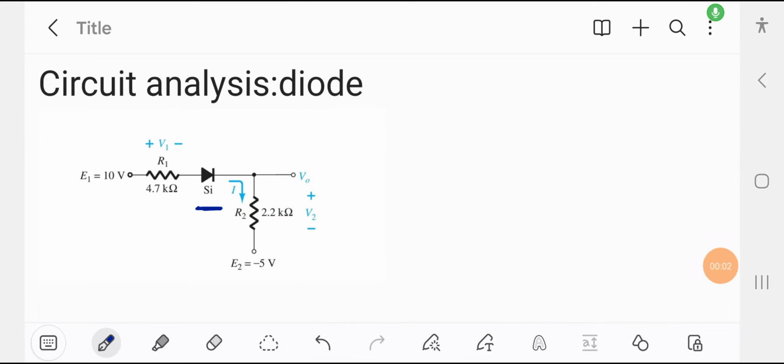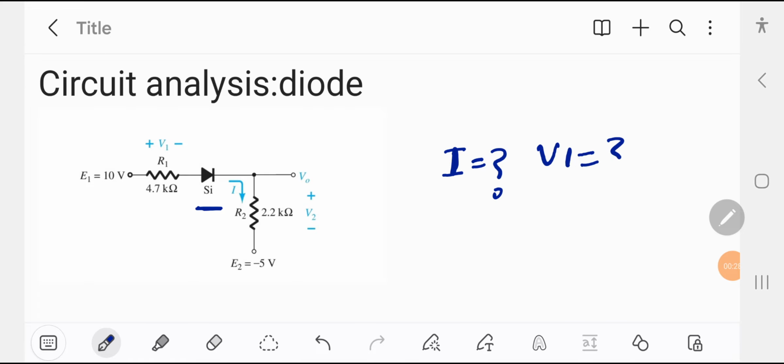Hello guys, today we are going to discuss circuit analysis. So here in this circuit we have a diode. We are going to solve this circuit and find the following terms. First we are going to find I, V1, V2, and V0.